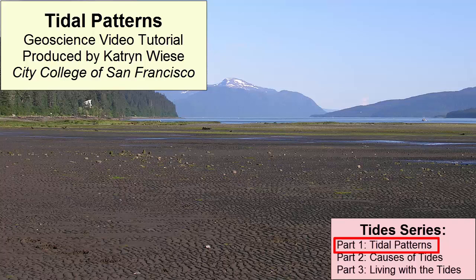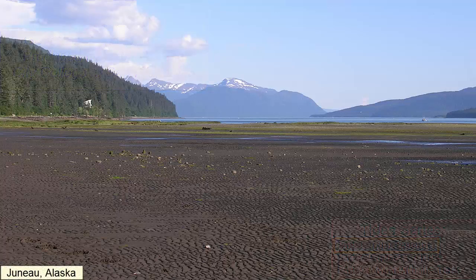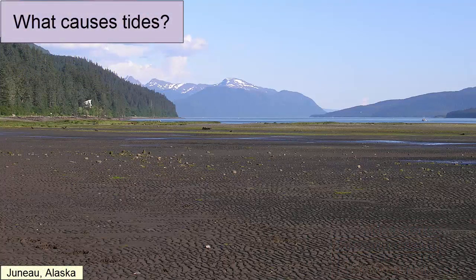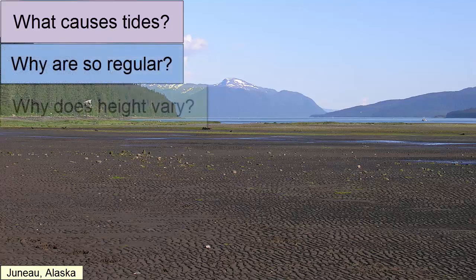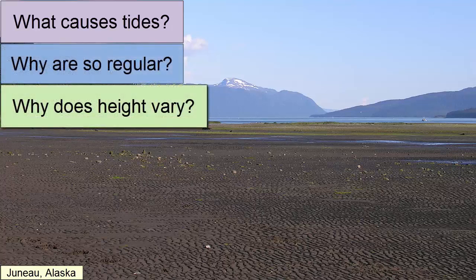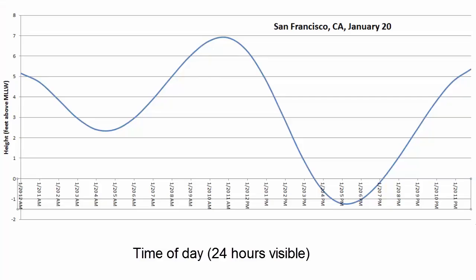The most regular feature of any coastline anywhere in the world is the daily rise and fall of the tides. What causes these tides? Why do they happen at such regular time intervals? And why do their heights differ from one day to the next and one location on the planet to the next? Let's start our discussion of tides by reviewing tidal data for a day in San Francisco.